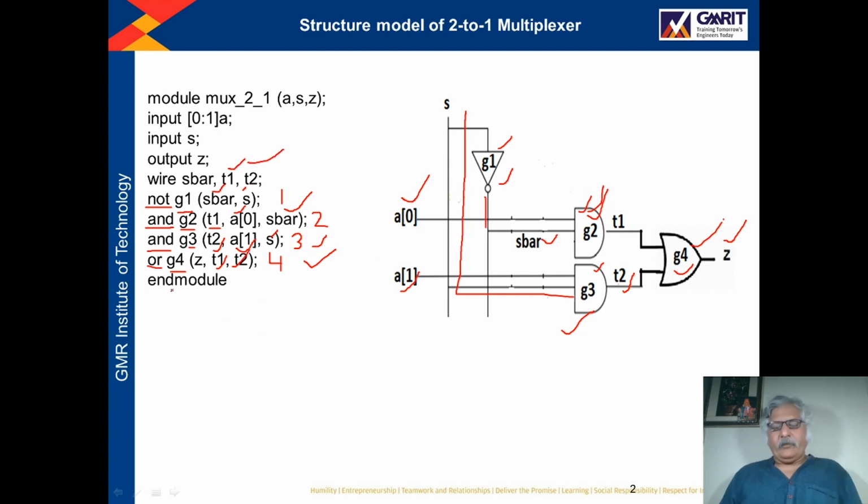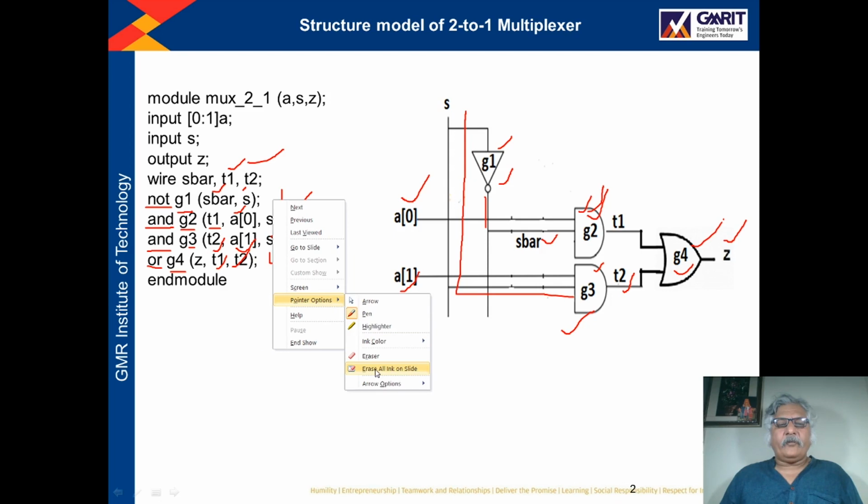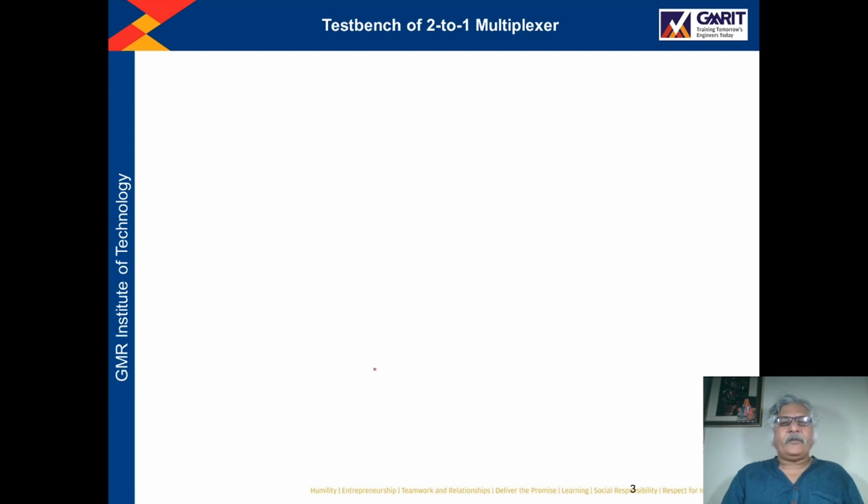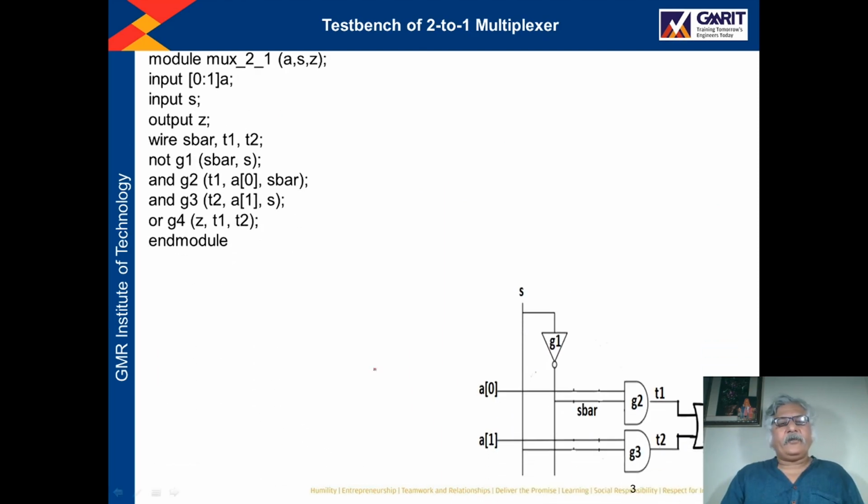Then end module. So this is the Verilog module of the structural model of a 2 to 1 multiplexer. Now we will see the test bench, how to write the test bench for this. So this is the code and this is the structure.